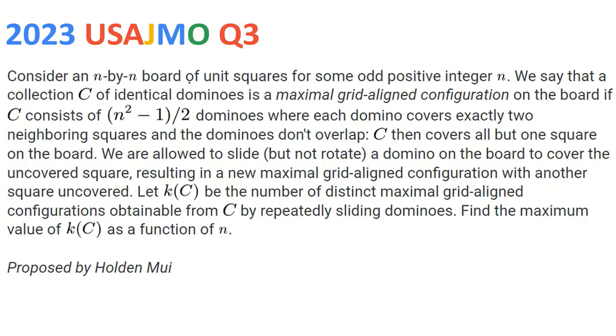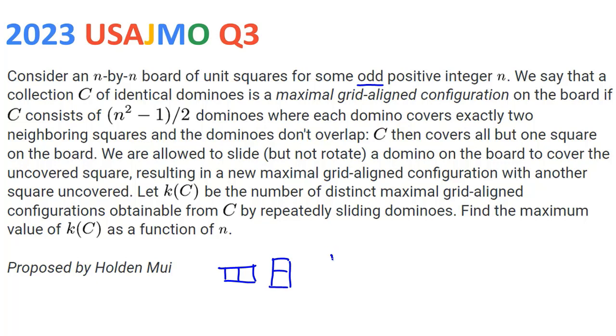Consider an n by n board of unit squares for some odd positive integer n. So it is important that n is odd. We say that a collection C of identical dominoes, dominoes meaning 2 by 1 and 1 by 2, horizontal and vertical, is a maximal grid-aligned configuration on the board if C consists of (n squared minus 1) over 2 dominoes, where each domino covers exactly 2 neighboring squares and the dominoes don't overlap.